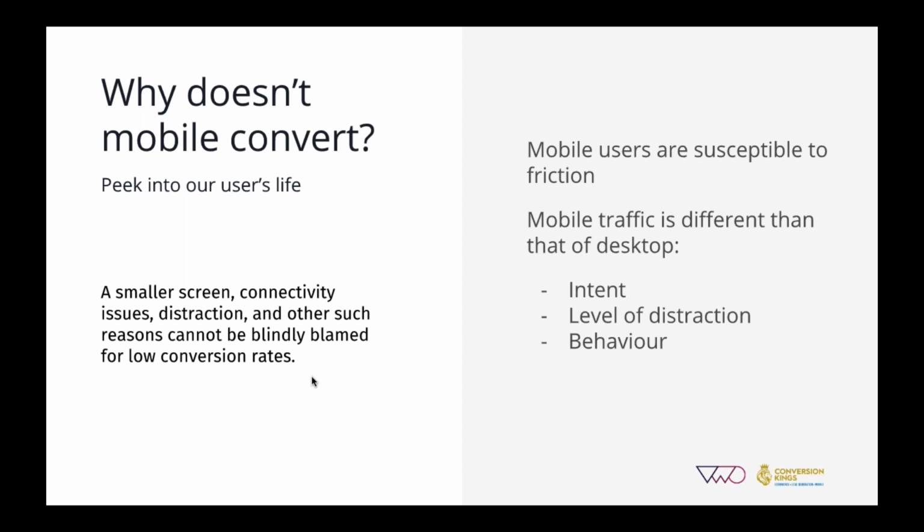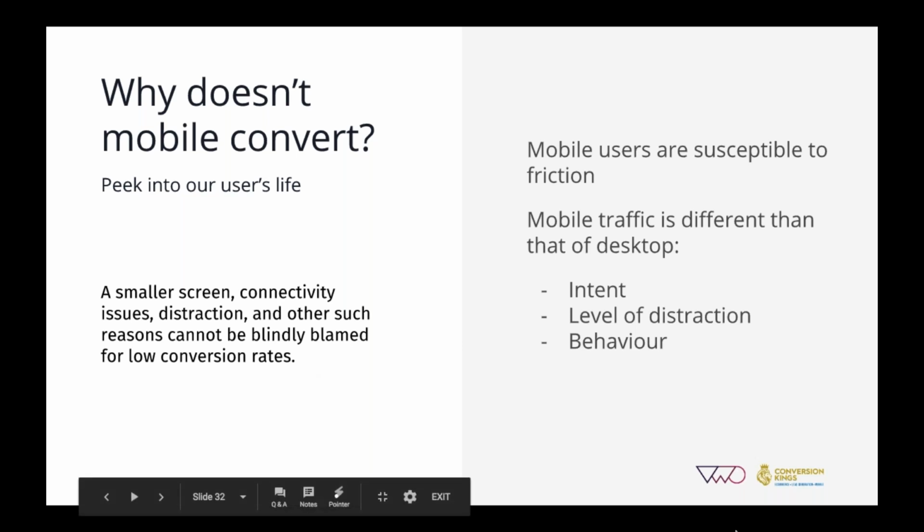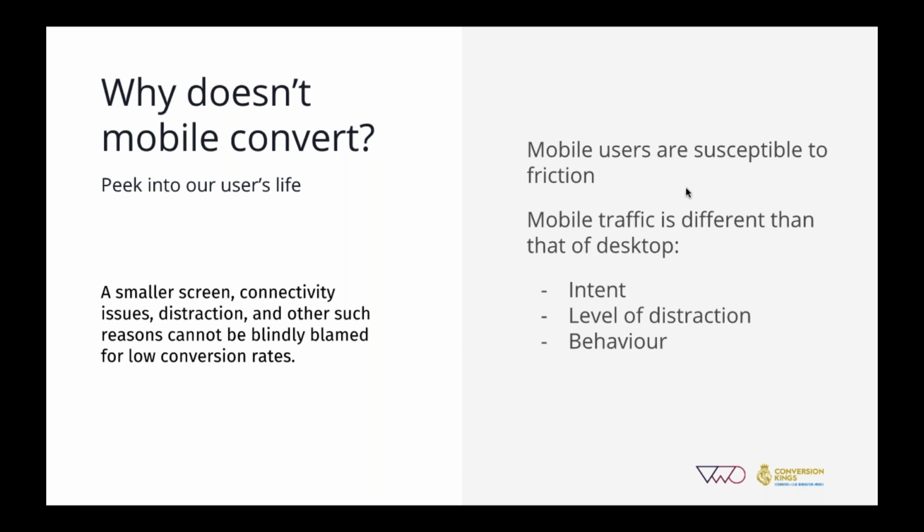One of the biggest reasons why users don't convert on mobile is because they are susceptible to friction. There are two types of friction they come across. One is perceived friction. Perceived friction is a mental block that happens when a visitor comes across a landing page which is too wordy, or a form where they have to fill in their details that is too long, or when you are offering a very unappealing offer which they are not interested in.